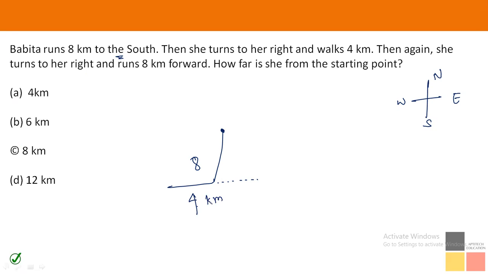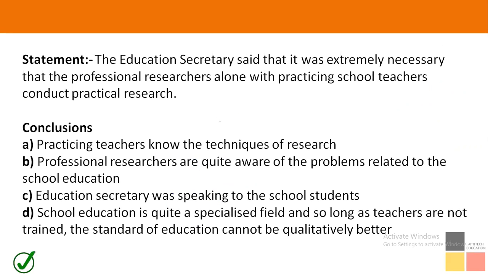She walks and then she again turns to her right. Now from here, the right is going to be towards the north side. So now she again goes for 8 kilometers, moving 8 kilometers forward. How far is she from the starting point? So this is the starting point. This is the finishing point. 8 kilometers remains the same. The only distance between them is this 4 kilometers. That is, she's 4 kilometers apart from her starting point. Answer becomes option A. Next one.